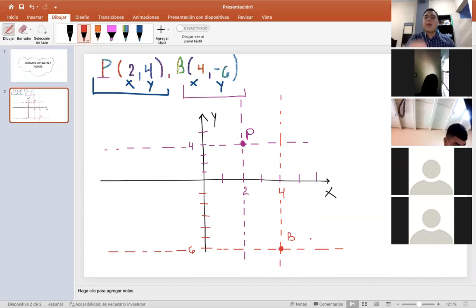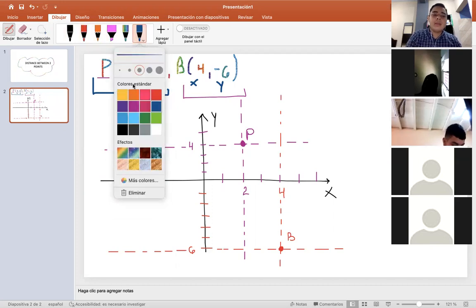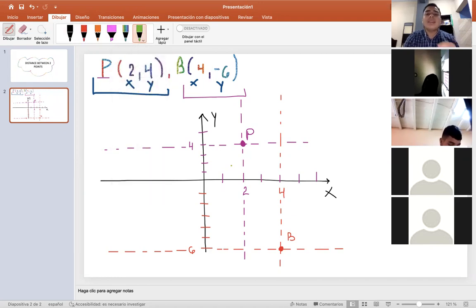Now, what happens, guys, if I ask you to tell me what is the distance between point B and point P? If we draw a straight line from here to here, let's believe that it is a straight line.